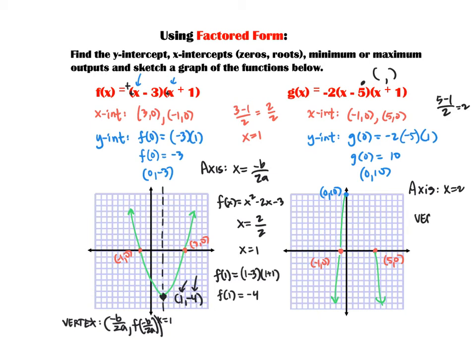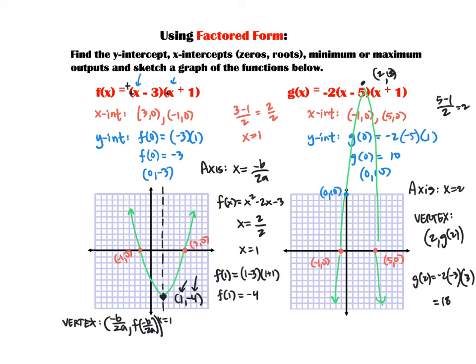To find my vertex, I've got 2 comma g of 2. So let's figure out what g of 2 is. G of 2 will equal negative 2 times negative 3 times 3. Looks like I'm going to get 18. It's way up there. Okay, that might have been a little absurd, but I would have 2 and 18. And my sketch of the graph clearly won't be proportional at all, but I didn't plan ahead very well on that example. Okay, that's the use of factored form.